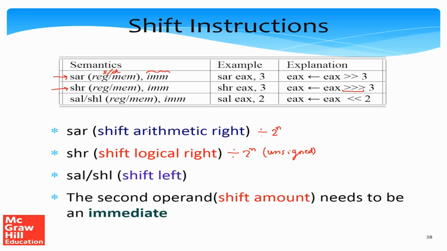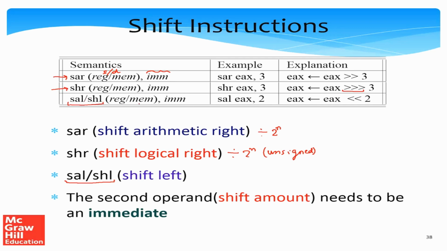Alright. Then the shift left instruction does not have an arithmetic and logical counterpart. It is only one instruction. The one instruction has actually two codes and both of them are equivalent: SAL and SHL. Essentially they're the same instruction, so arithmetic left and logical left are the same.